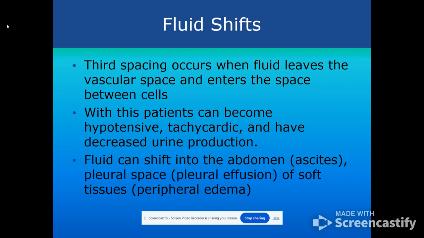So the fluid can shift into the abdomen, ascites, especially with patients with cirrhosis. They can have fluid shifts within the pleural space, also called a pleural effusion, or within the soft tissues, called peripheral edema. And fluid can be lost through disrupted skin integrity, as with burn injuries. With those kinds of patients, especially with burn injuries, you have to give them fluids back or else they will become really hypovolemic. So that is how fluid shifts occur within the body.